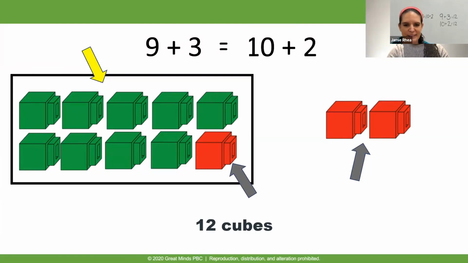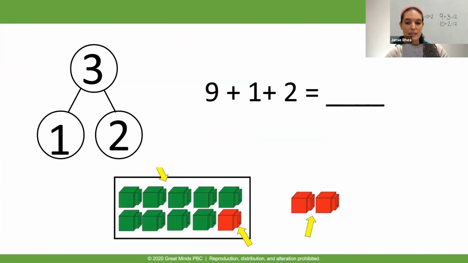Let's go ahead and show that in a number bond. Okay, I'm going to pause. I want you to write this in a number bond too. And I want you to go ahead and write that number sentence she has on the screen. I want you to write that down too, okay? So 9 plus 1 plus 2 and your number bond.